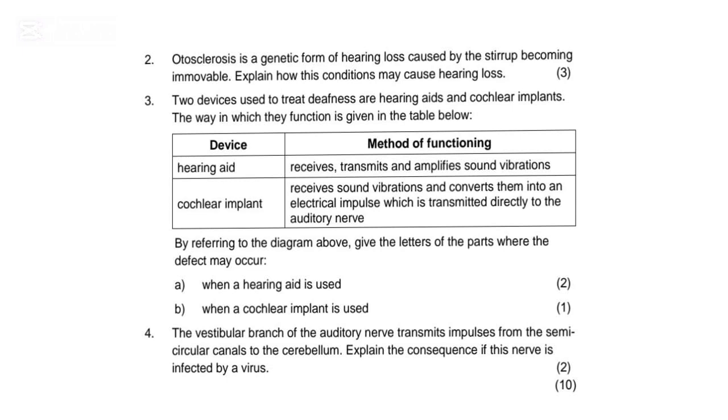Number 2. Otosclerosis is a genetic form of hearing loss caused by the stirrup becoming immovable. Explain how this condition may cause hearing loss. So, if the stirrup is immovable, vibrations will not be amplified and transmitted to the oval window.